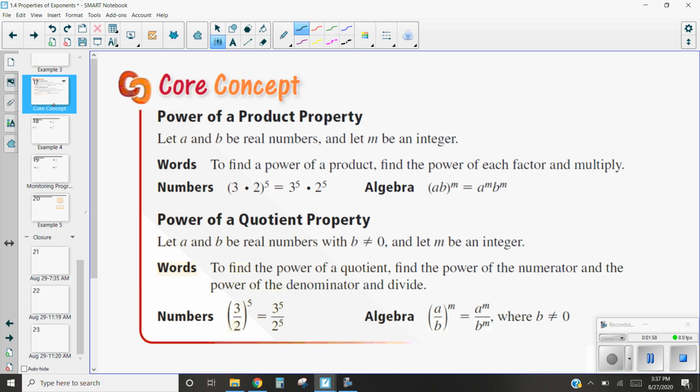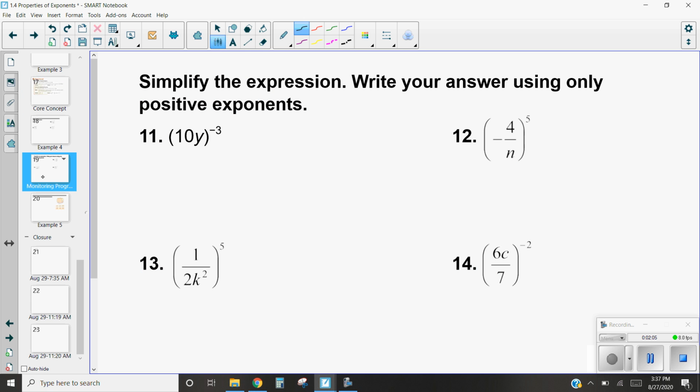So let's take a look at some examples here with the power of a product property and the power of a quotient property. We're going to simplify these expressions. Let's take a look at this first one. It says 10y, or 10 times y, to the power of negative 3. So what that really is telling us here is we are looking at 10 to the power of negative 3 times y to the power of negative 3.